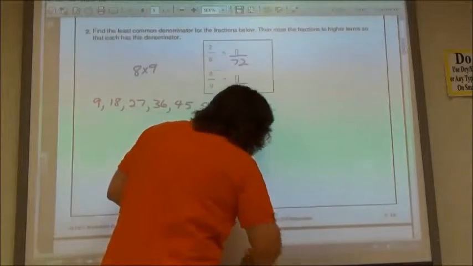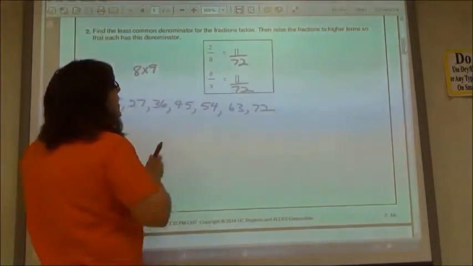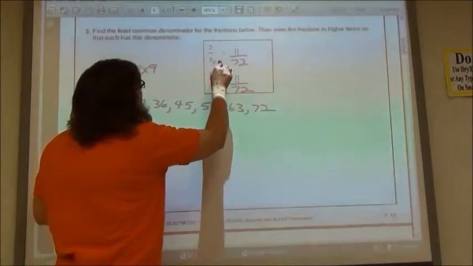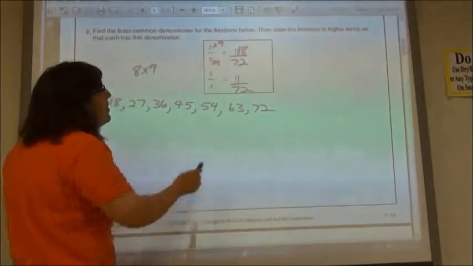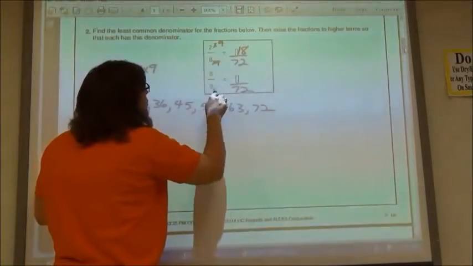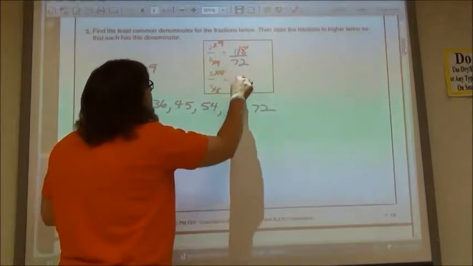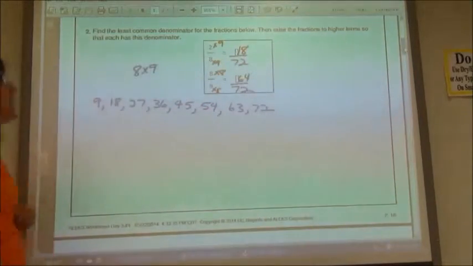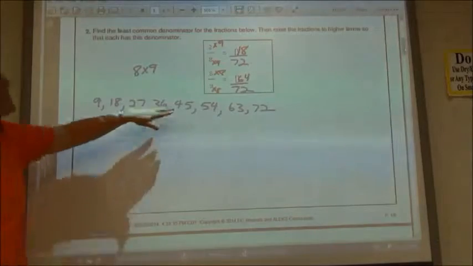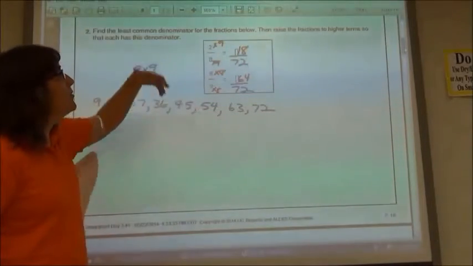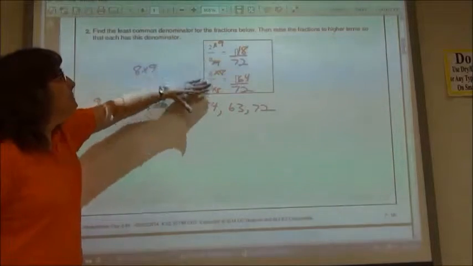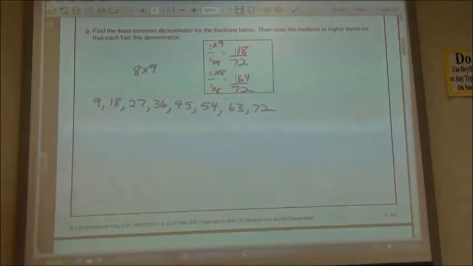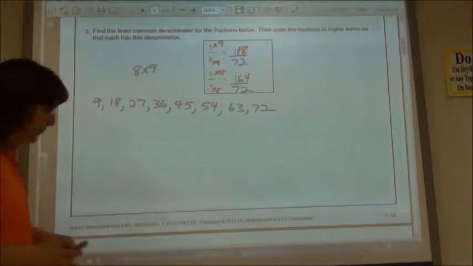So that you can then make your equivalent fractions. 8 goes into 72 9 times, so 2 times 9 would give me 18 on top. 9 goes into 72 8 times, so 8 times 8 is 64. So if you look at it right away and say, oh, I don't have a common factor like the previous one did, it had a 2, I can just multiply them together to find my common denominator.